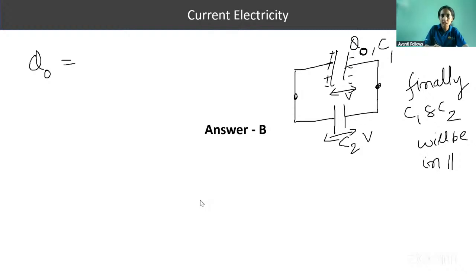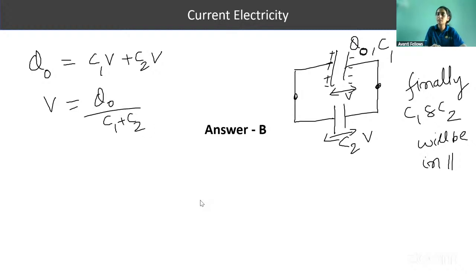Then the final charge will be equal to C1V plus C2V. So from here you can directly calculate the new potential: Q naught by C1 plus C2. And here C1 and C2 were equal, and Q naught was equal to CV naught. So that is how we do it, because here if you take this question, what will you write Q naught as? CV naught, and this C1 plus C2 is 2C. So directly from the formula, V will become V naught by 2.